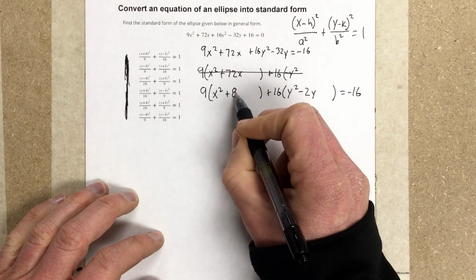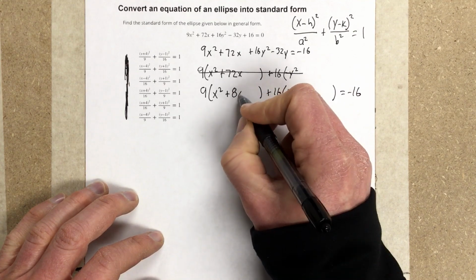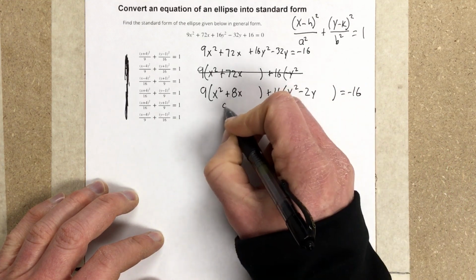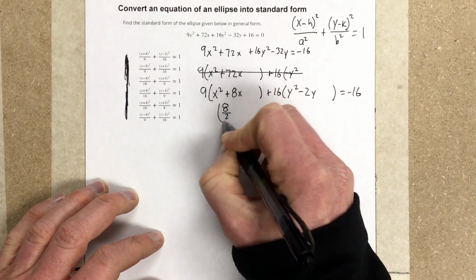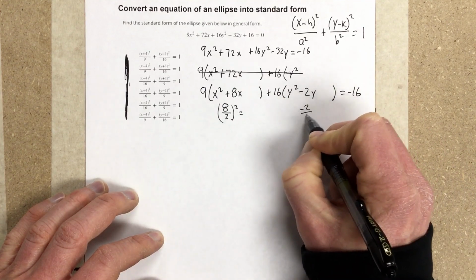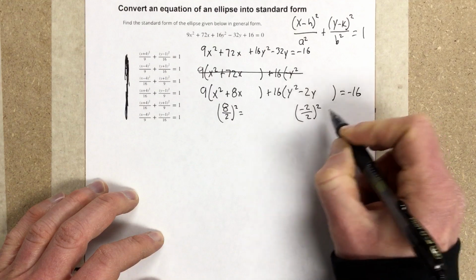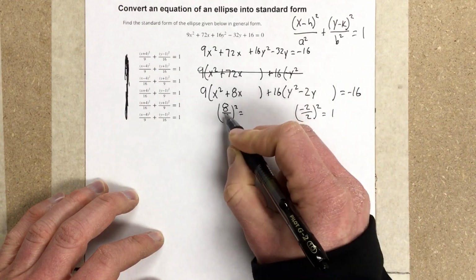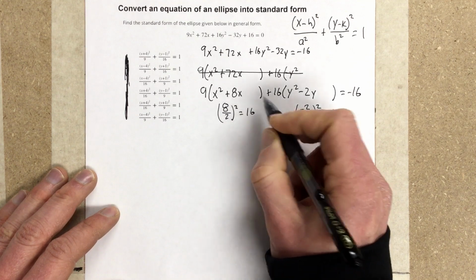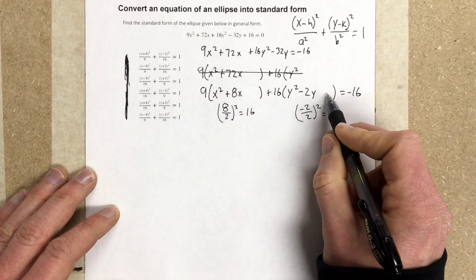So to complete the square, you take the middle term, divide it by 2. So we're going to have 8 divided by 2, and then we're going to square that. And then we do the same thing over here. Negative 2 divided by 2, and then square that. So this gives you 1, and 8 divided by 2 is 4, squared is 16. So I'm going to add a 16 in here, and I'm going to add a 1 right here.